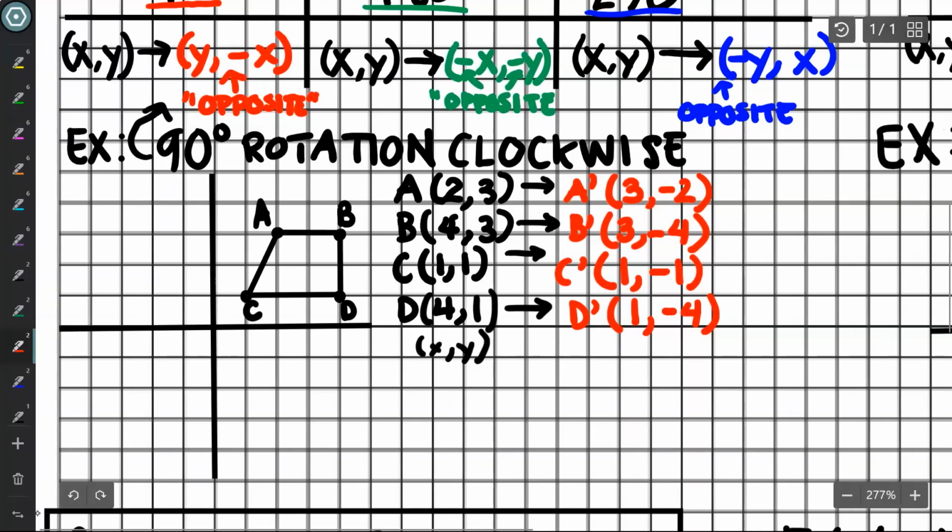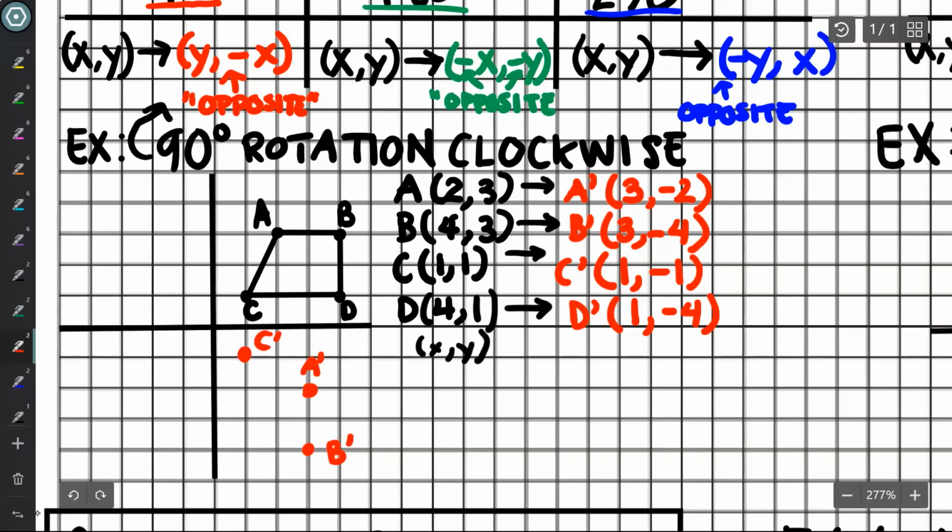So now that I have those points, I'm going to start graphing them. I'm going to start with this A prime. A prime is going to be at 3, so 1, 2, 3 on the x-axis, negative 2, 1, 2. So this is my new point A. I'm going to label that A. B is going to be at 3, negative 4, 1, 2, 3, 4. This is my new point B. C is going to be at 1, negative 1. So this is my new point C.